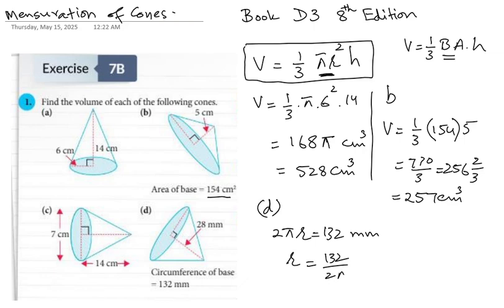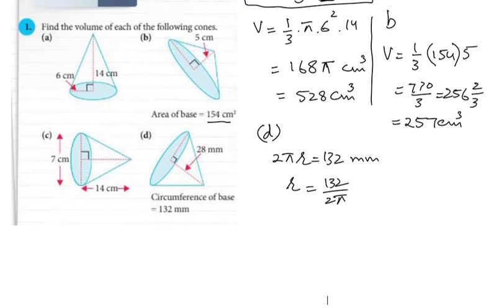132 divided by 2 pi, you will get some value, and you can easily solve this part by putting the value of r, which you find from this, later in the formula V equals 1 over 3 pi r squared h. So you see that this question was easy.